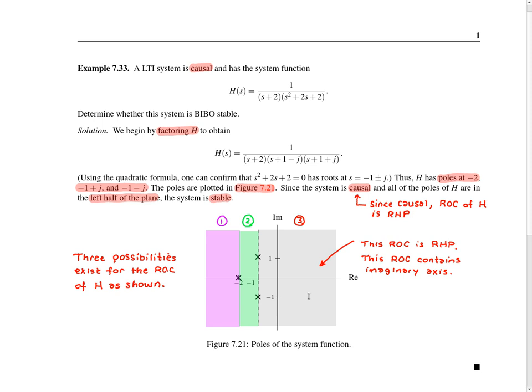Since we are told that the system is causal, the region of convergence of big H must be either a right half plane or the entire complex plane. Therefore, the region of convergence of big H must be the gray shaded right half plane region here. Since this region of convergence includes the imaginary axis, the system is BIBO stable.